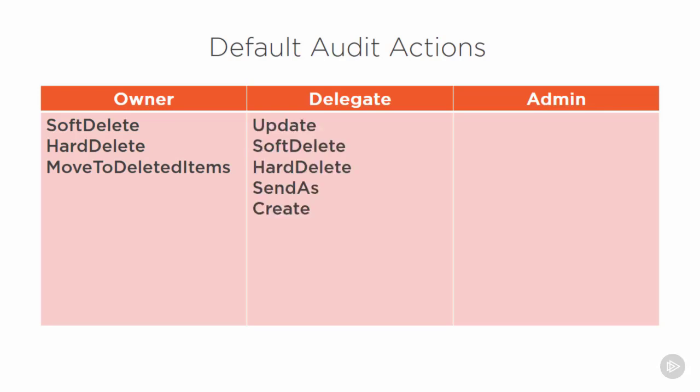Delegates are anyone who has been added as a delegate for the mailbox, either by the mailbox owner or by an Exchange administrator granting them mailbox permissions. So this would be scenarios such as an executive and their assistants, or a team that uses a shared mailbox. Deletes are already logged by default for delegates, as is send as, which is useful for proving who sent an email as the shared mailbox.